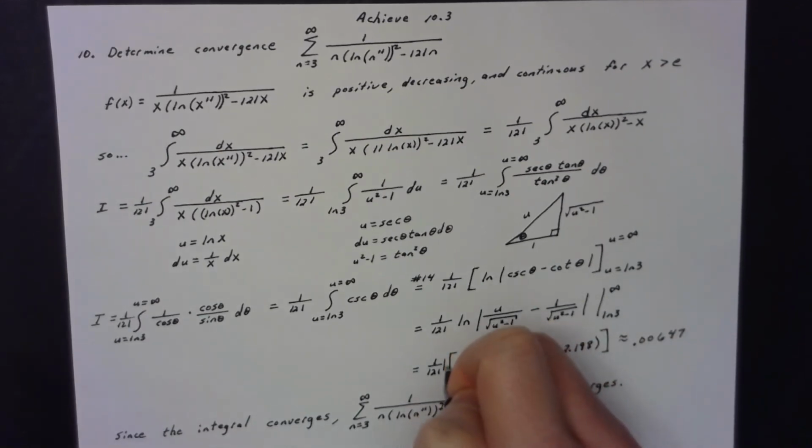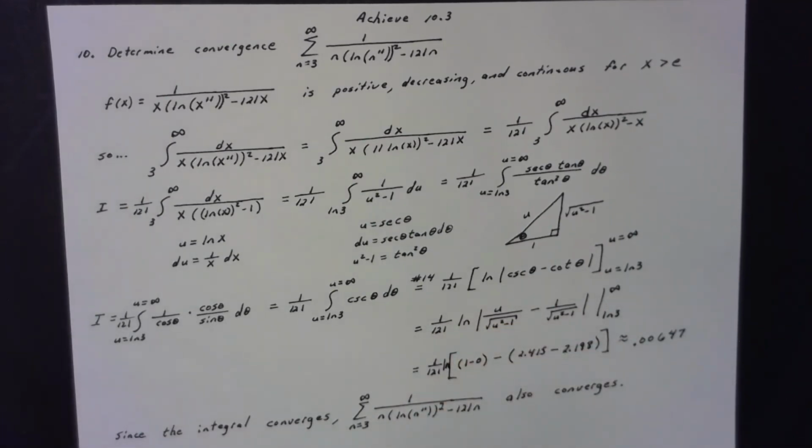So I'll say natural log of all of this group. Then when I'm subtracting out the lower limit with the natural log of 3, when I plug the natural log of 3 into these expressions, I got these two numbers here.